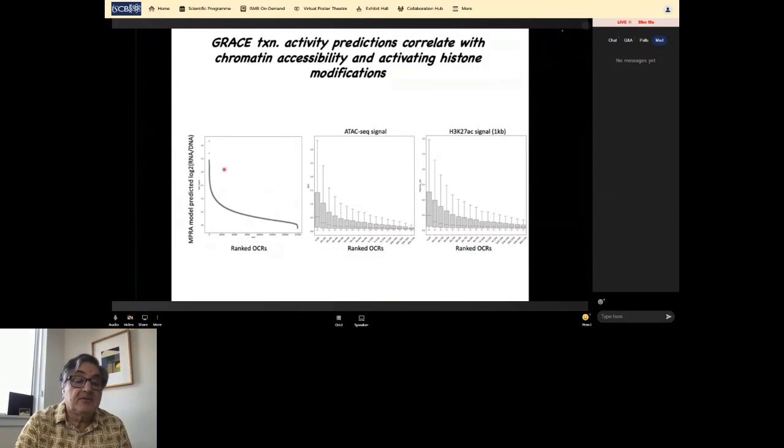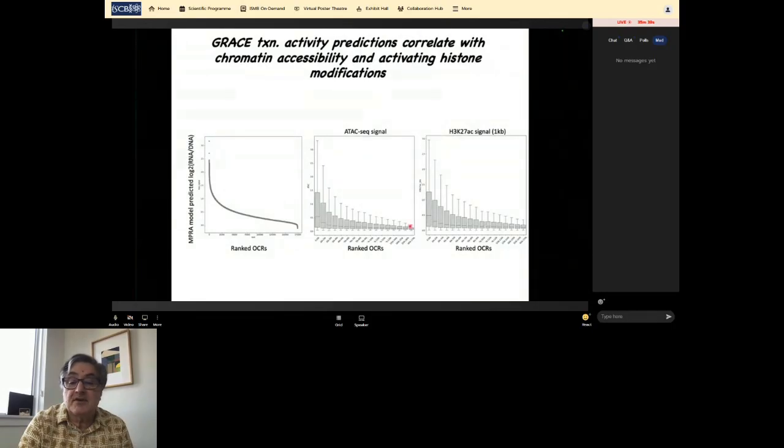And so in this case, what we've done is to use the GRACE model to predict the transcriptional activity of open chromatin regions in these human B cells and just rank ordered them. And then we've asked, okay, how well do they compare with their accessibility as measured by ATAC-seq?